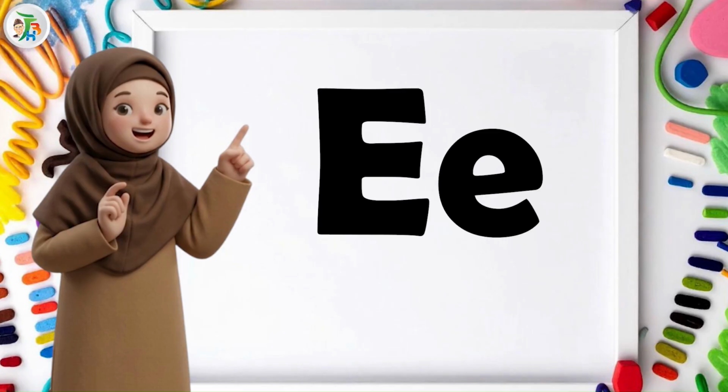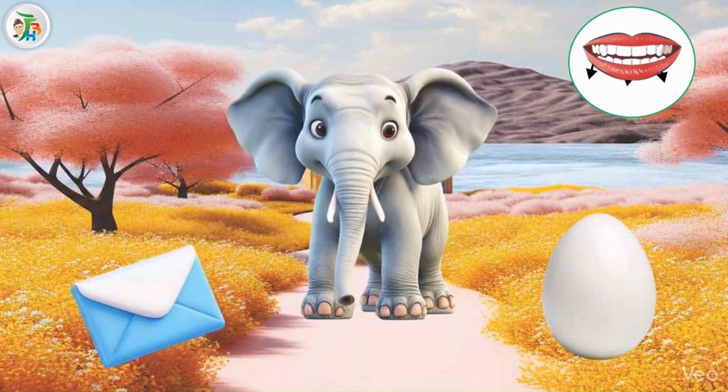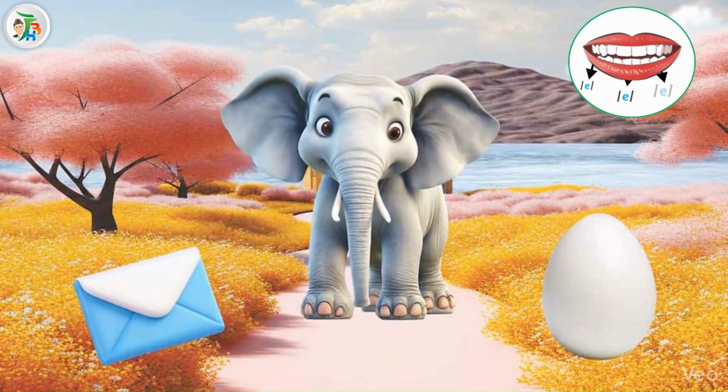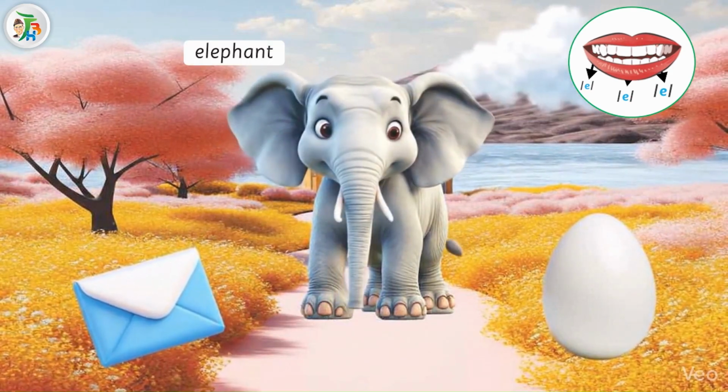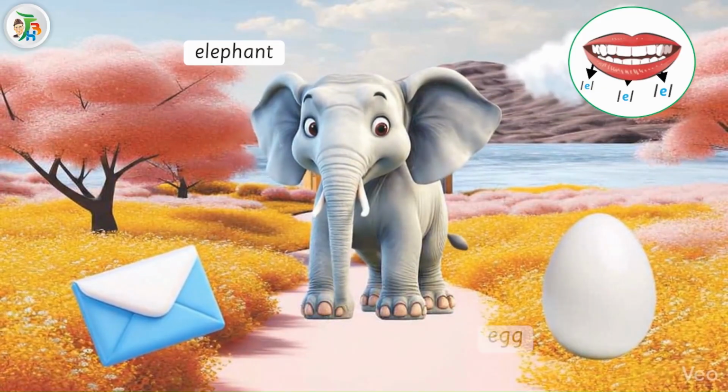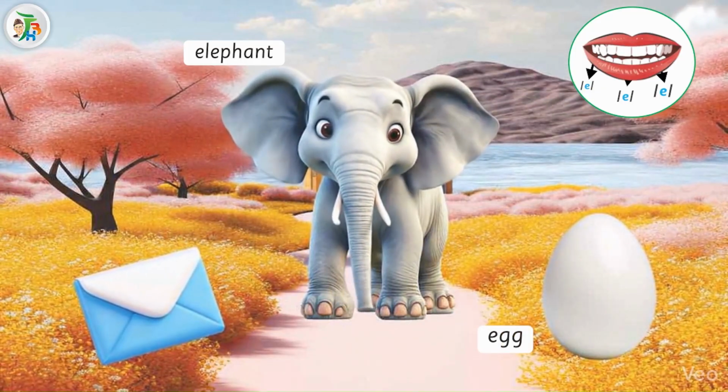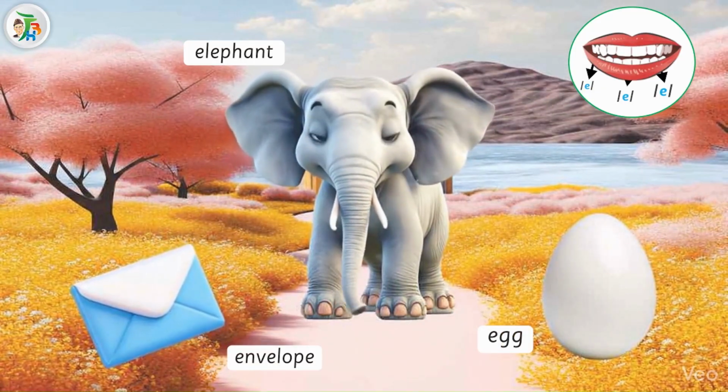Letter E. The letter E says eh, eh, eh. Look at the elephant. Elephant. Look at the egg. Egg. Look at the envelope. Envelope.